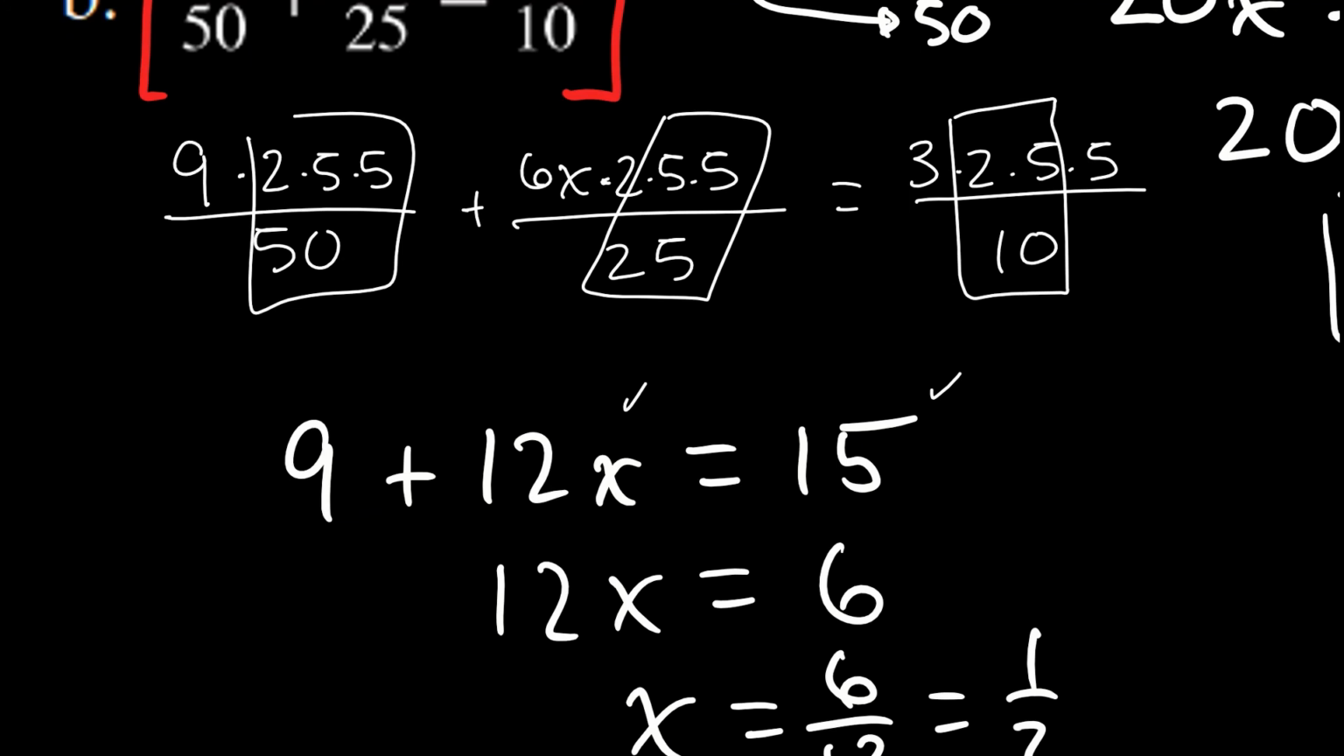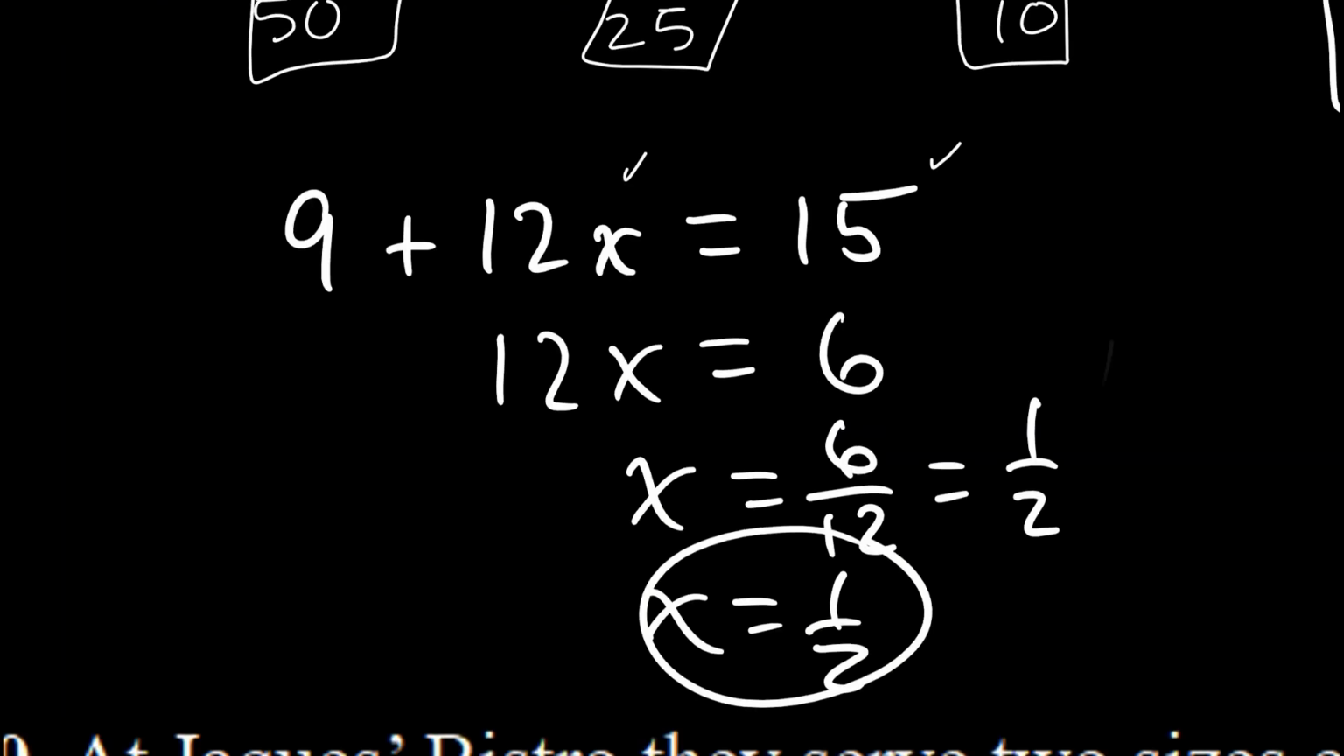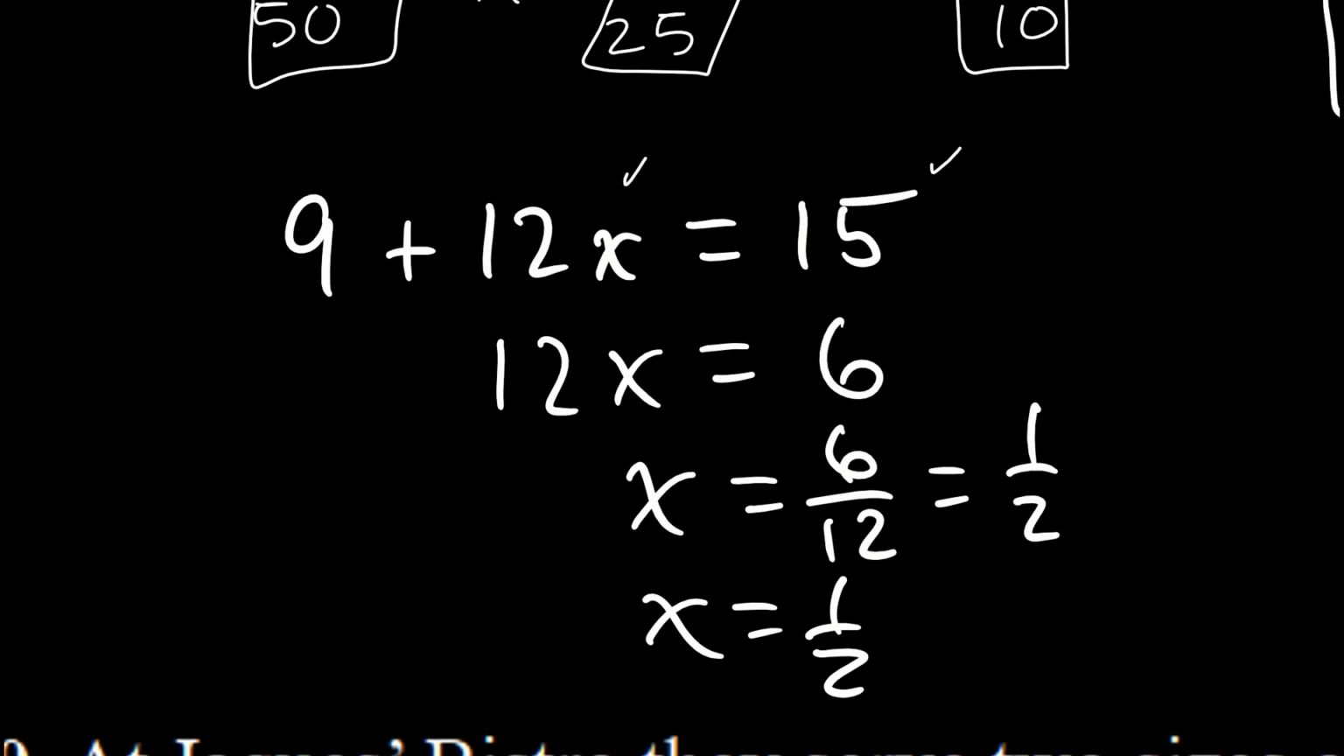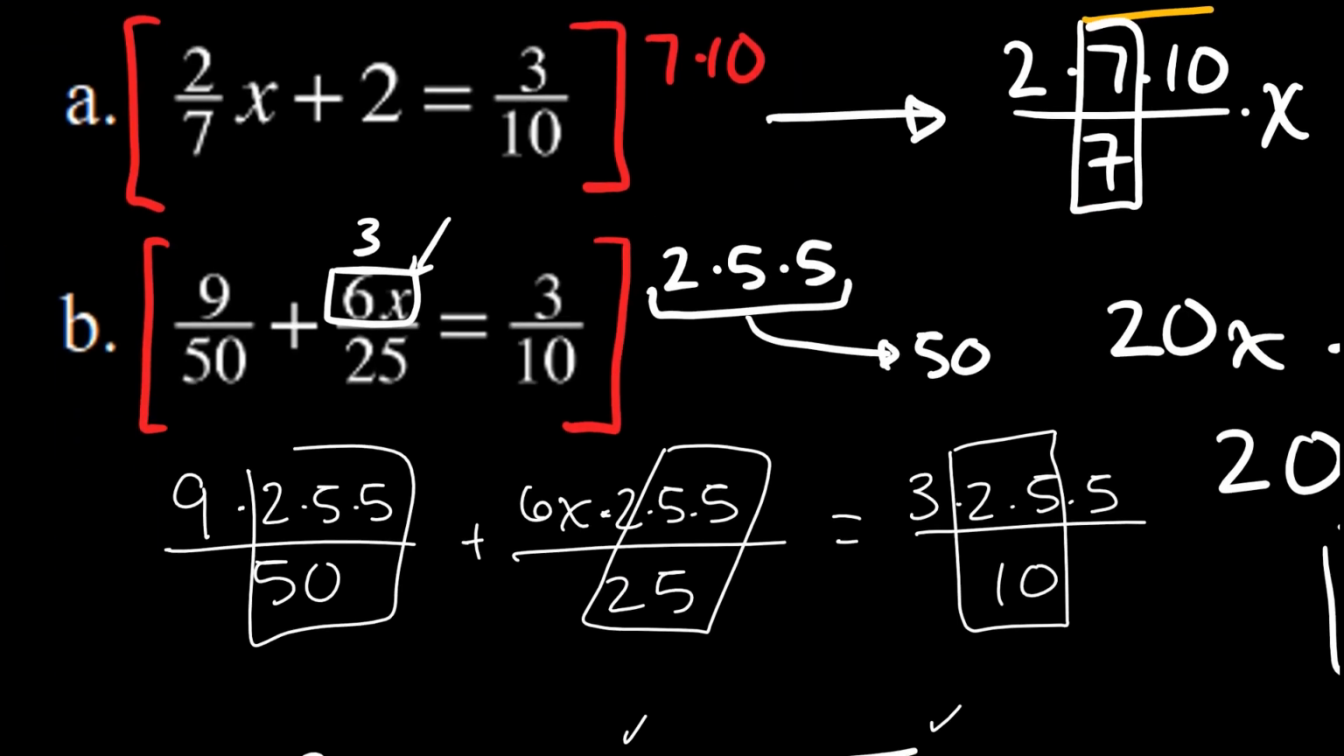15 minus 9 is 6. 6 divided by 12 is 1/2. But 1/2 didn't work, didn't I? Because 1/2, if I plug in 1/2 right there, this numerator becomes 6 times 1/2, which is 3. So this becomes 9/50ths plus 3/25.